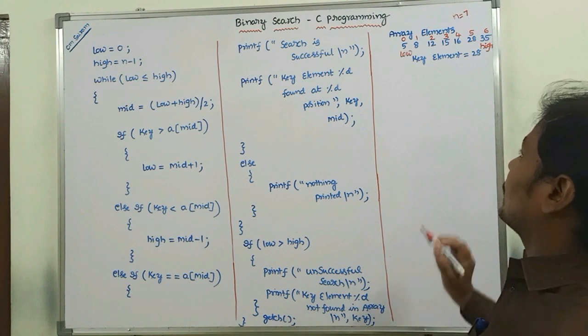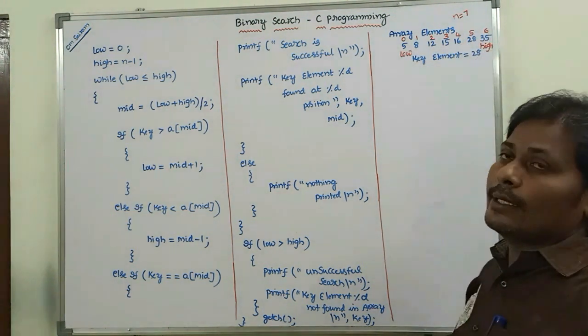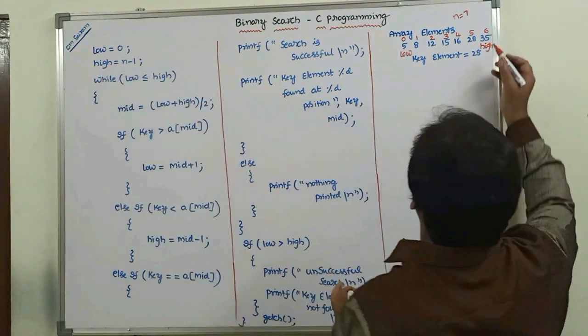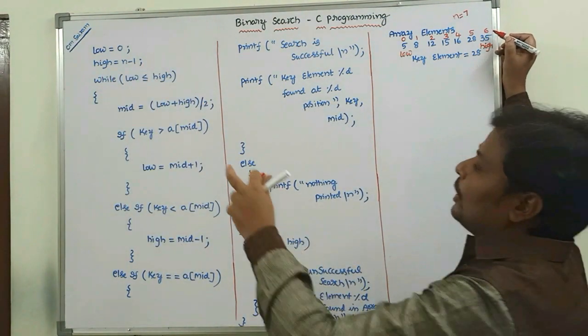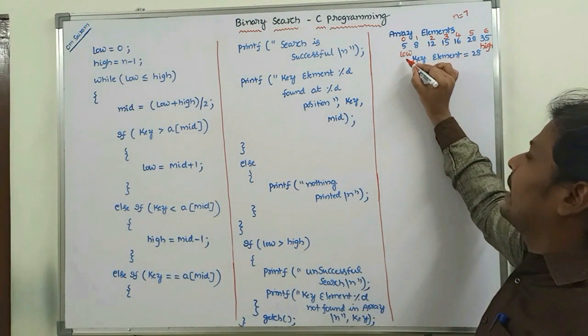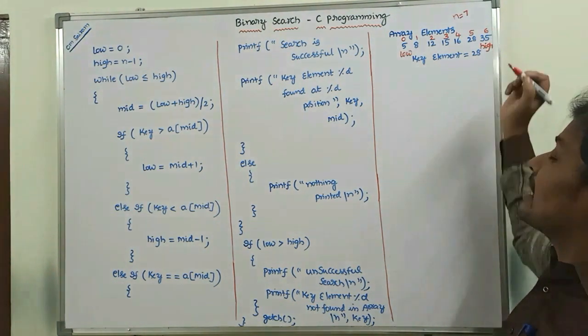Okay, so 0 to n minus 1 means 7 minus 1, that is 6. So the high value can be taken as 7 minus 1, that is 6. The low value can be taken as 0. The 0 index can be taken as low, and the n minus 1 index can be taken as high.